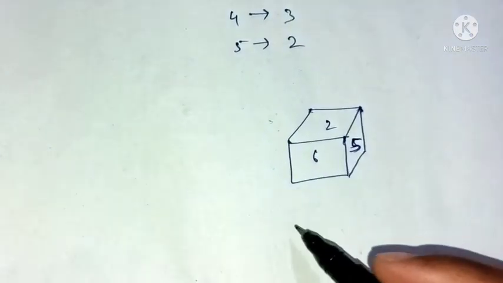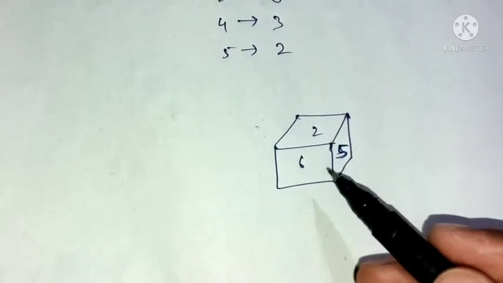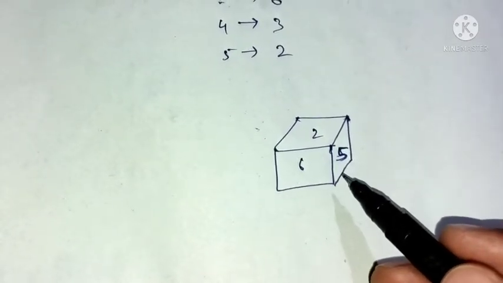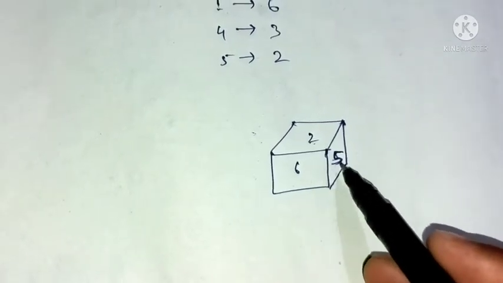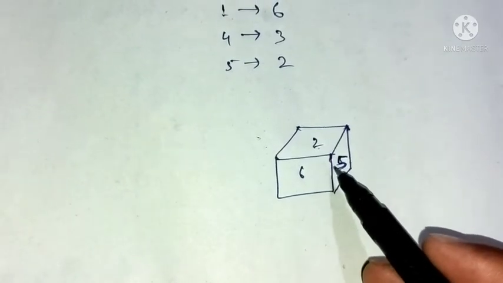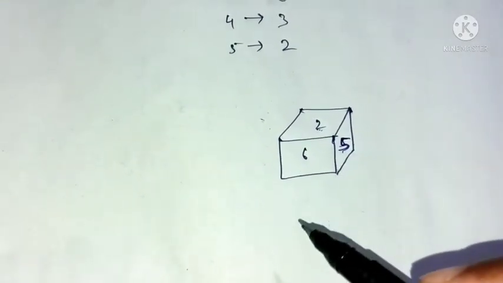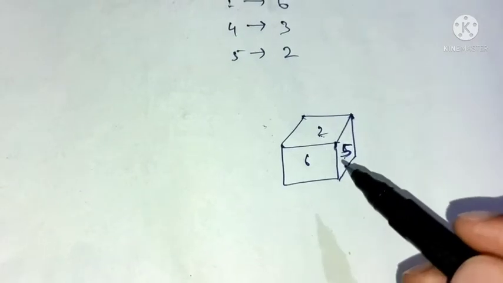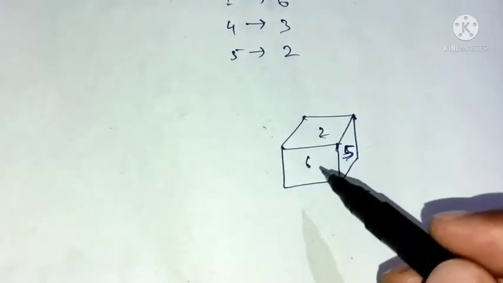So in this case what happens? Can we decide the opposite face of 2, 6 or 5 directly? No, because this is non-standard. The sum of two adjacent faces, at least one pair, is 2 plus 5, 7, so it's a non-adjacent face, and so it is a non-standard dice, that means a general dice.